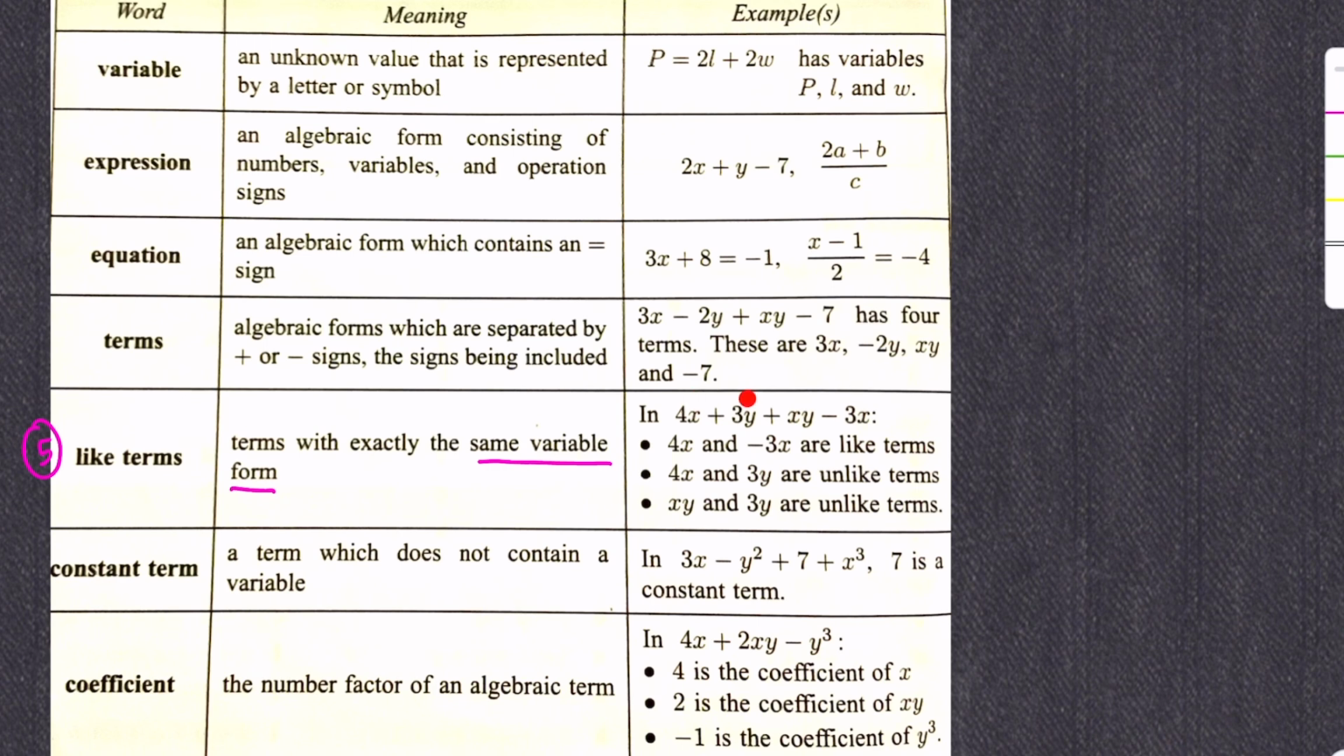So between these 4 terms, we need to identify which ones have the same letter. And they are 4x and negative 3x. They both contain x's, and therefore they are like terms. Next one, 4x and 3y are unlike terms, and that is because the letters are different. One has the x and the other one has a y.